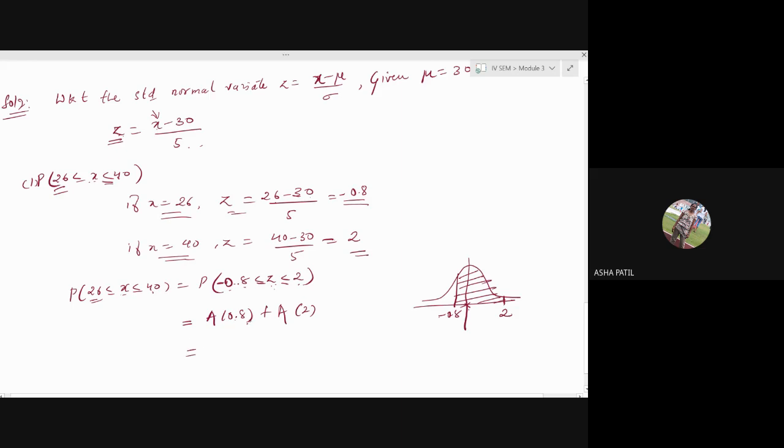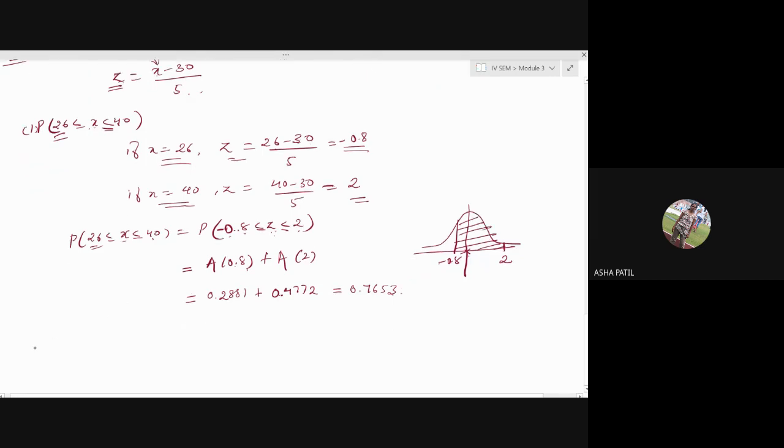Now check these values from your table, A of 0.8 and A of 2. A of 0.8 is 0.2881, plus 0.4772. Got the value? How much do you get? The sum is 0.7653.